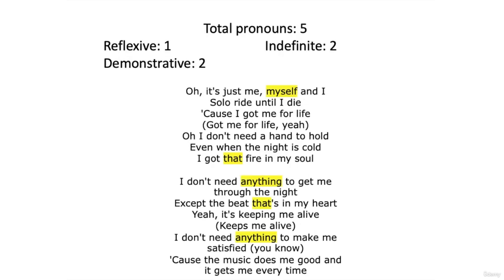In this part of the song, there are a total of 5 pronouns. 1 reflexive pronoun, myself, 2 demonstrative pronouns, that, and 2 indefinite pronouns, anything. Excellent work! Now it's time for review before successfully ending this lesson.